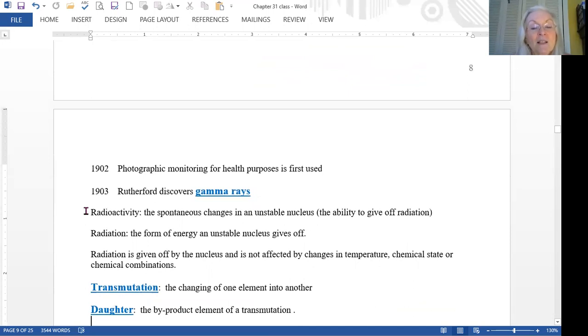So radioactivity is the spontaneous changes in an unstable nucleus. It gives off energy and particles in an effort to become stable. Radiation is the form of energy that the unstable nucleus gives off. And what's neat about this is that the radiation that's given off is not impacted by changes in temperature or chemical state or chemical combinations. You can stick it in the freezer and that will not speed up or slow down its decay rate. You can drop it in boiling water and that's not going to change things. You can make it an oxide and that won't alter its rate of decay.